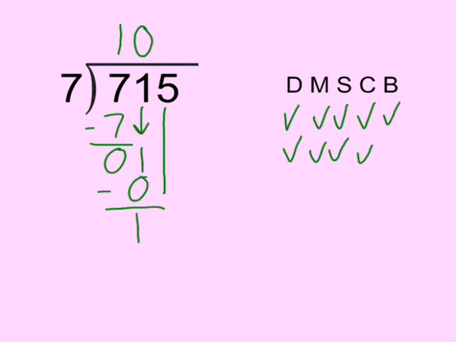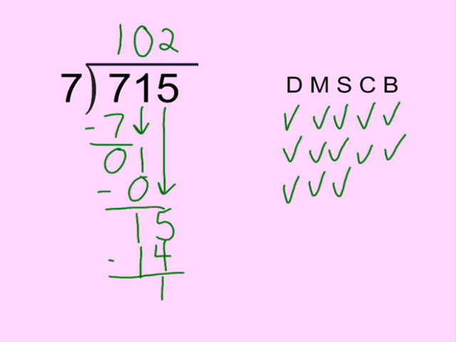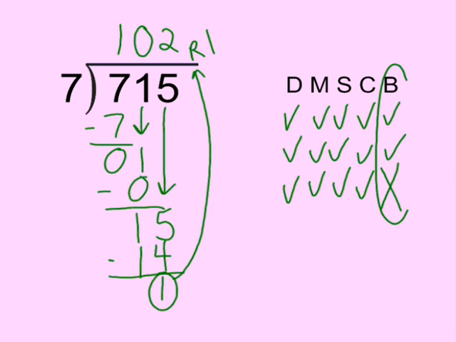Then I bring down. My new number now is 15. 15 divided by 7 is 2. 2 times 7 is 14. 15 minus 14 is 1. And 1 is less than 7. And then there's nothing left to bring down. So I bring my remainder over and show next to my quotient that there is one remainder left using an R1. So now my problem is completed because I have an X on the bring down column.